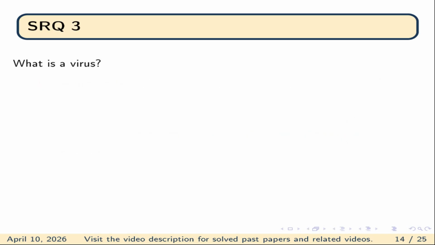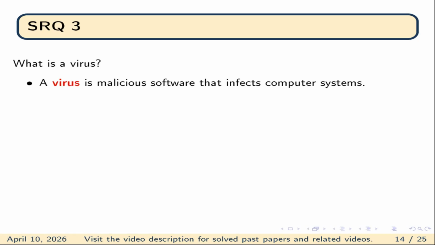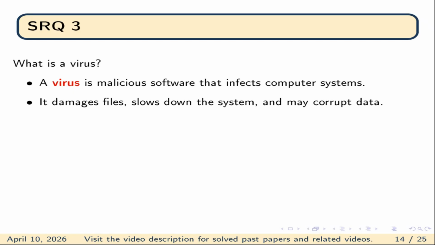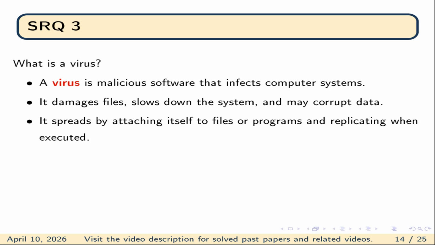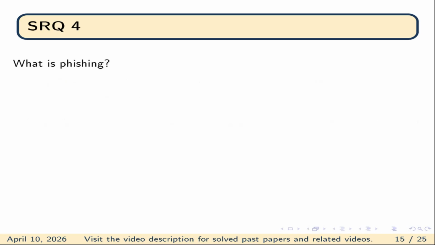What is a virus? A virus is a malicious software that infects computer systems. It damages files, slows down the systems, and may corrupt data. It spreads by attaching itself to files or programs and replicating when executed.